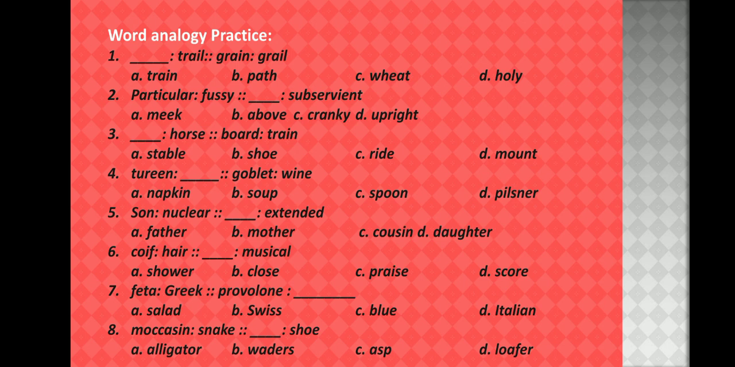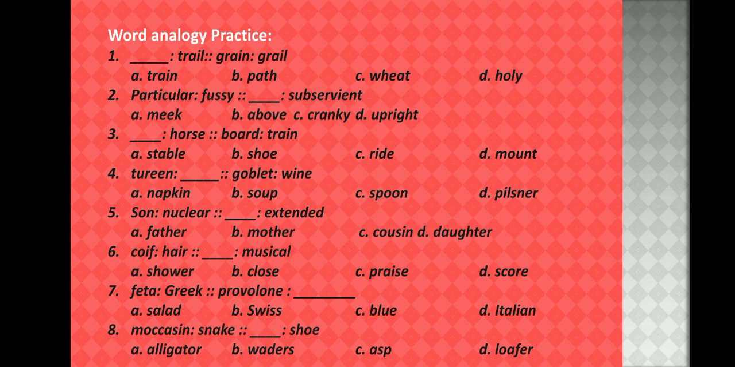I will do one thing. The first one: dash, trail, grain, grail. Just understand grain, grail. So trail was there. So what is the answer? A, train is the answer, because only one word varies. Grain, grail, train, trail.